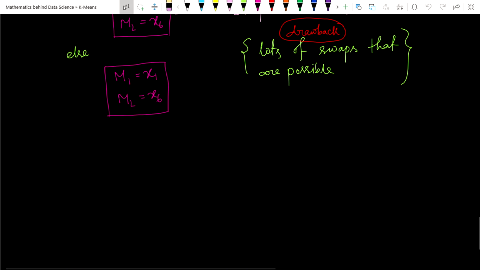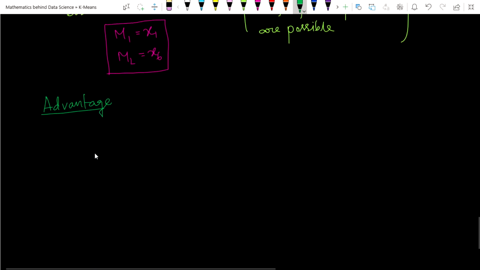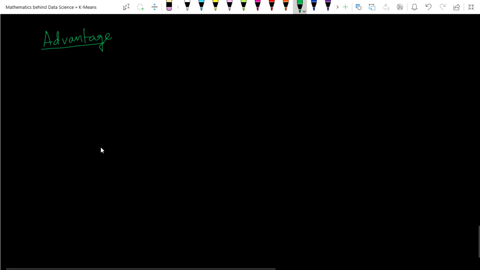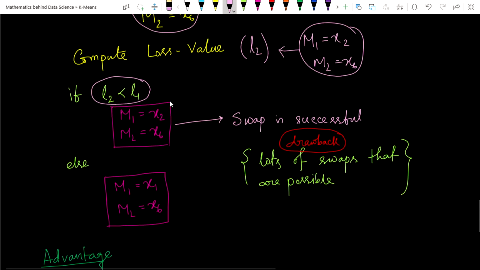Now let us discuss what the advantage is. If we have the kernel matrix, if you remember the logistic regression chapter where we discussed the kernel matrix, then that is the advantage. What is the kernel matrix? Just see what we are actually doing here.